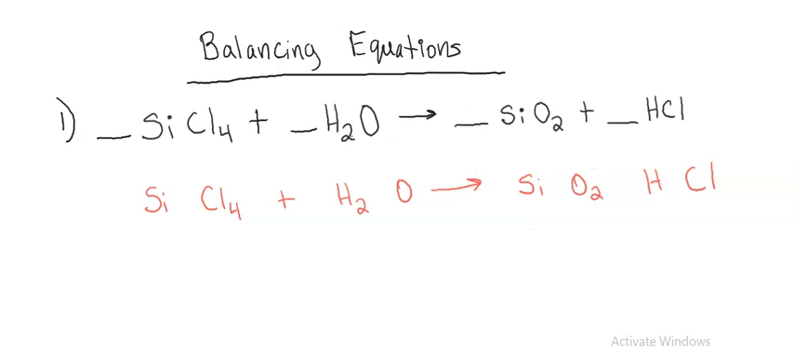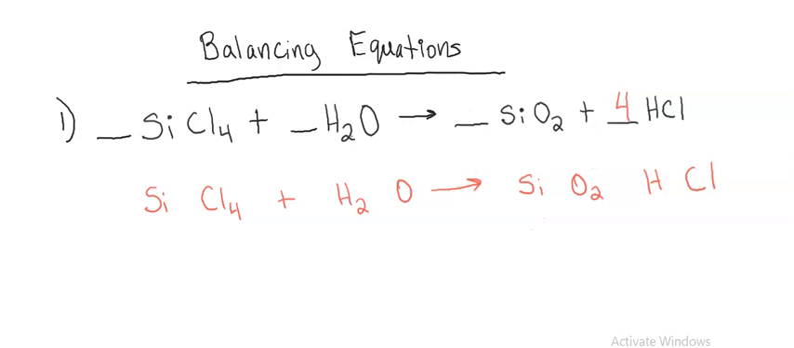So right away, I see what I'm missing. On this side, I have 4 chlorine, and on that side, I have only 1. I have 2 hydrogens, and I got 1 over here. So let me do the biggest first. I have 4 chlorine over here, so I need to have 4 chlorine in the end. So I'm going to put 4 here in front.